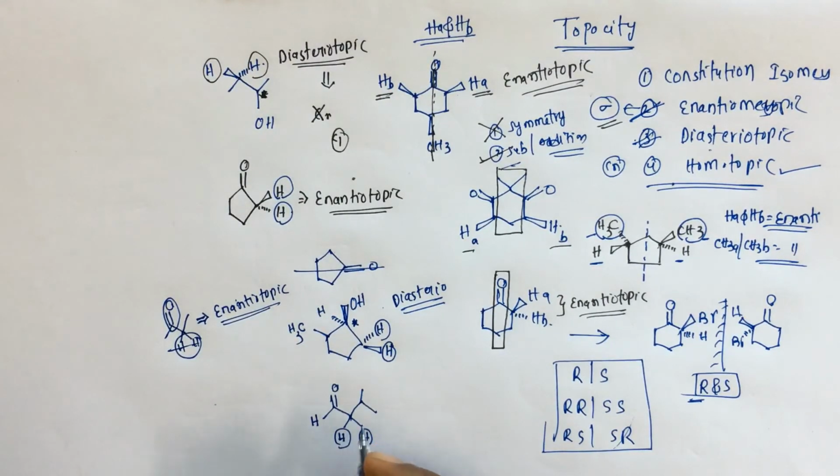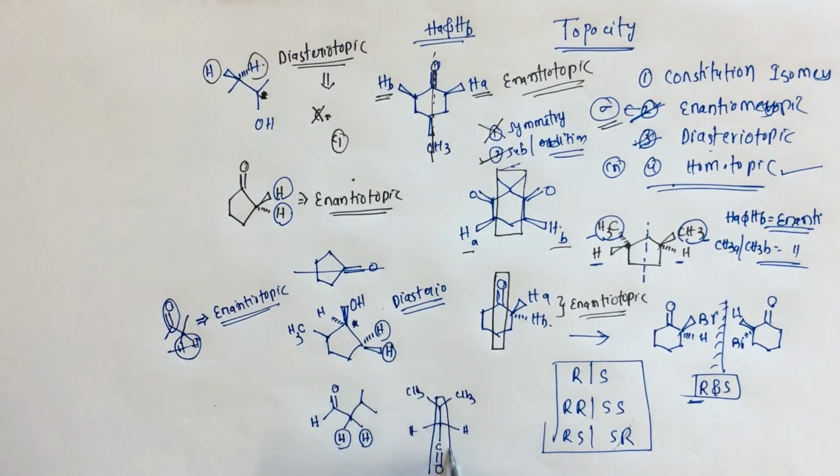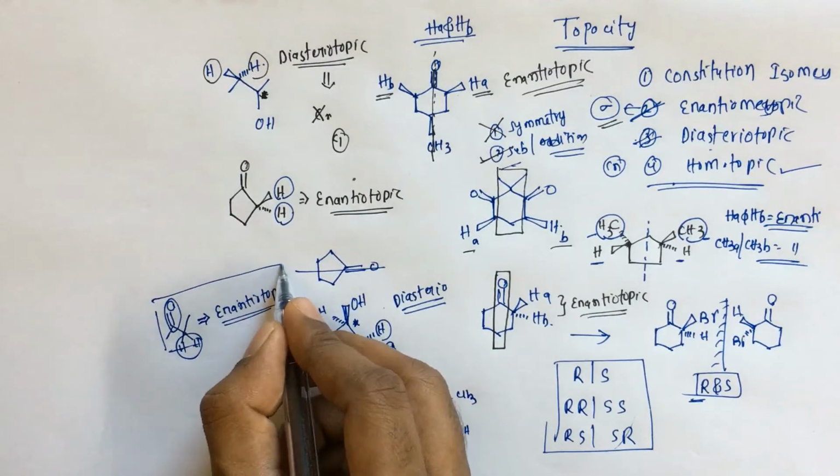And here also we can see a plane of symmetry, and for our convenience we can write this one like this. Here a methyl group and a methyl group, here hydrogen and carbonyl group, and here we can pass a plane like this. So we have a plane of symmetry. Because of that reason, this is enantiotopic in nature. So you can remember this one.